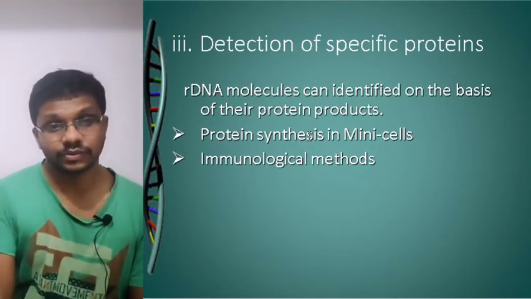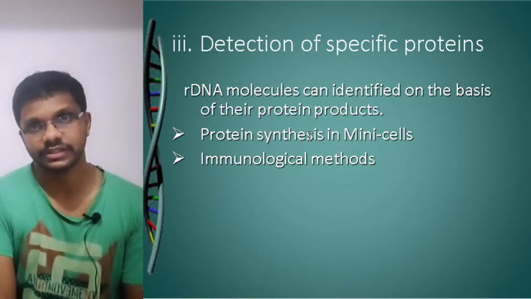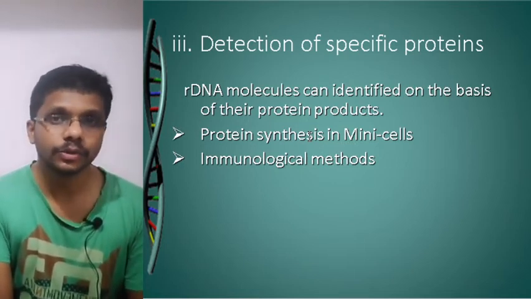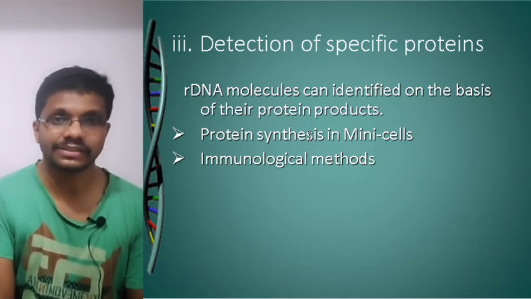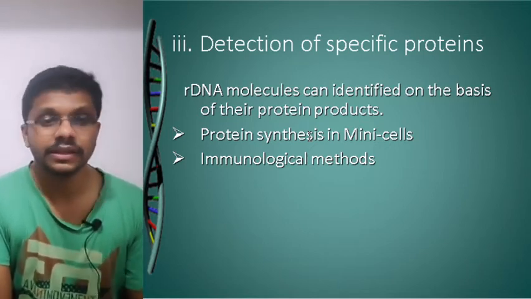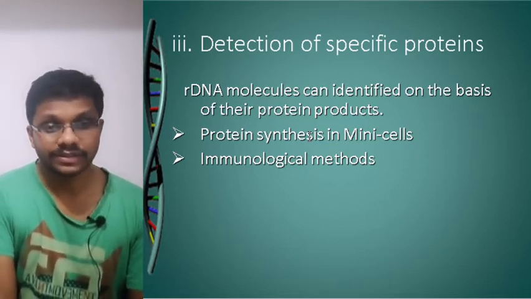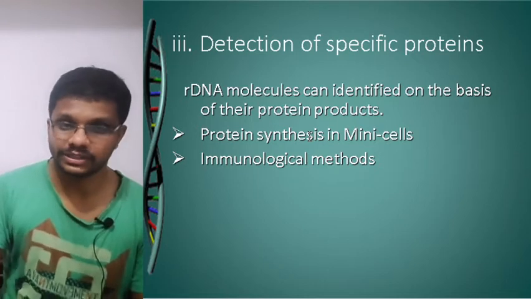Next, we have detection of specific proteins. In this case, the foreign DNA or gene of interest that we are inserting into the plasmid or vector has some function, or some way we can identify this particular gene. For that, we can use either protein synthesis in mini cells or immunological methods.